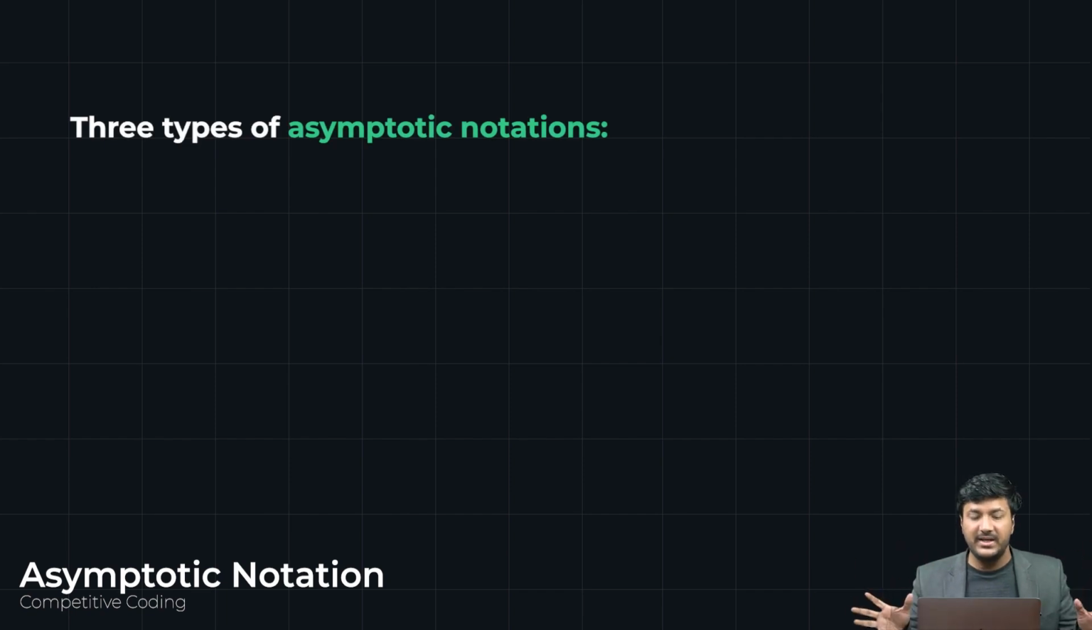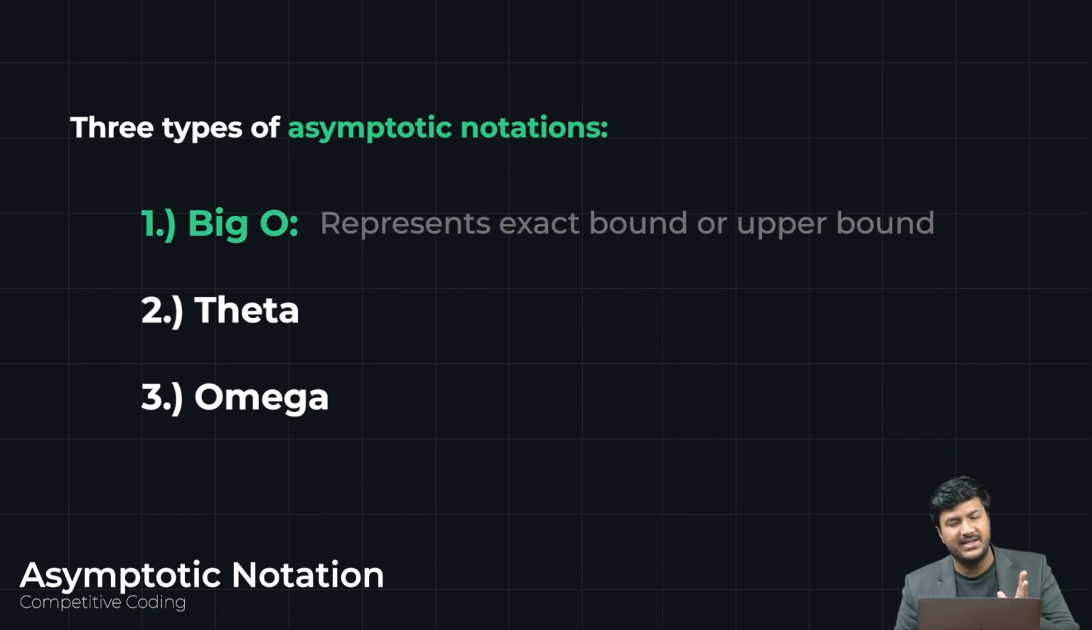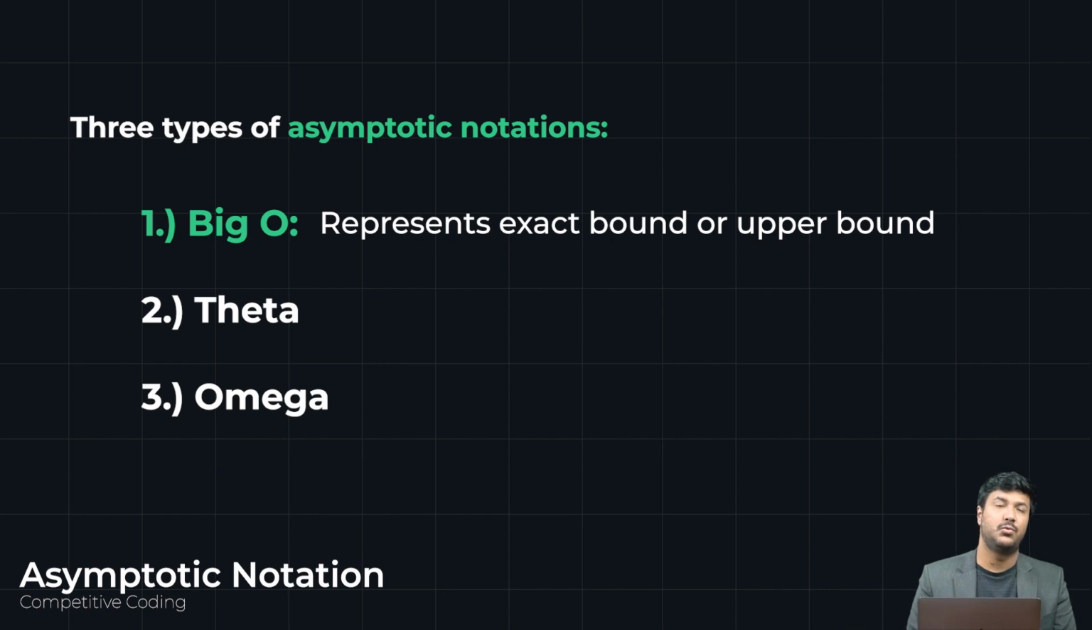There are three different types of asymptotic notations, which are big O, theta, and omega. You may have heard about all of them at least once, but maybe sometimes you are confused about the exact definition of all of these things, right? So again, big O represents your exact bound or upper bound. What do you mean by that?